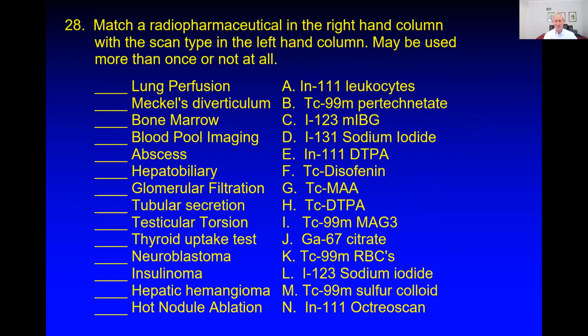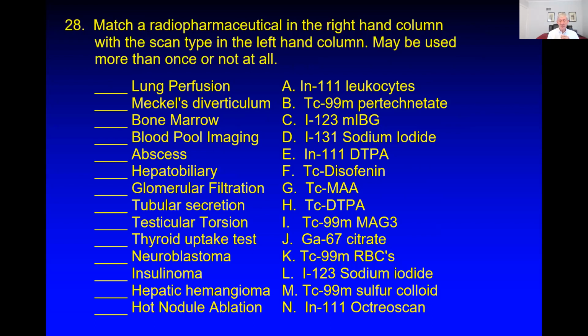You thought you were through with long questions, but one more to go. Pulmonary perfusion, what drug would we use? G. Meckel's diverticulum, B. Bone marrow imaging, M, sulfur colloid. Blood pool imaging, A, K, red cells. Abscesses and inflammatory sites. There are 2 answers to that. A or J. Good. A and J.